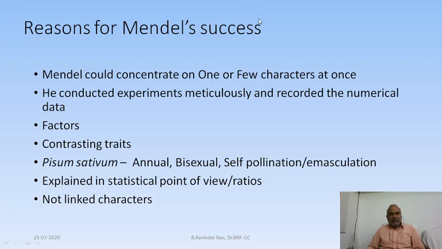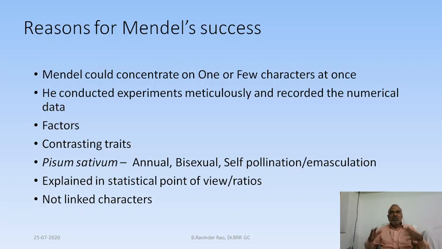Only Mendel could succeed, but other scientists could not succeed. Why? What is the reason? There are many reasons. Mendel did the scientific research in genetics in the way it was actually needed. In a similar way, he conducted the genetic research.